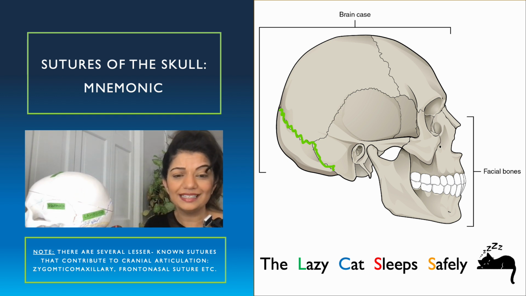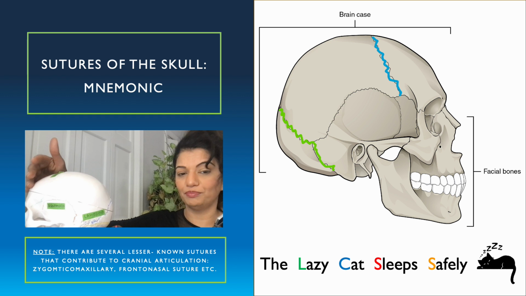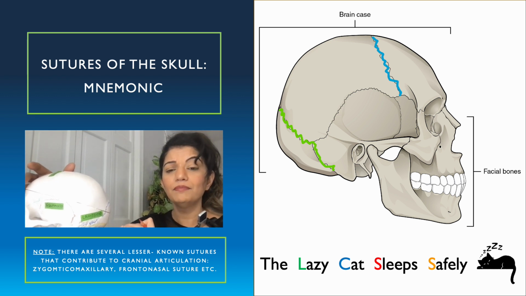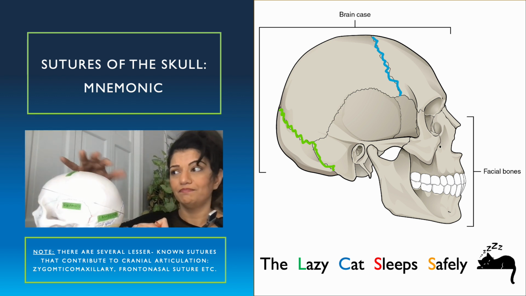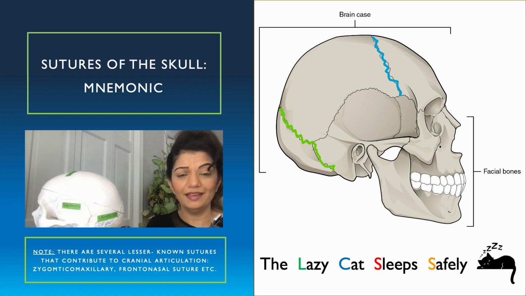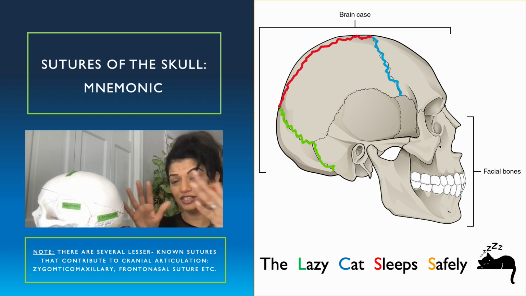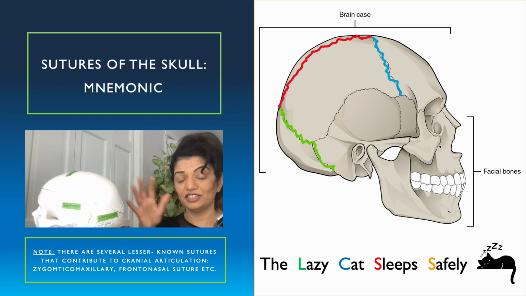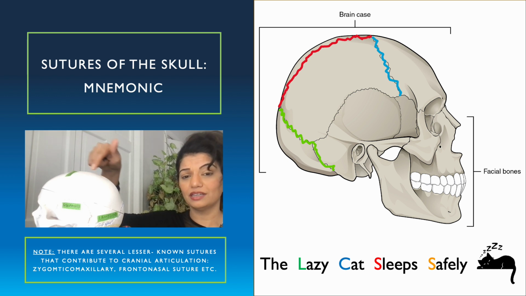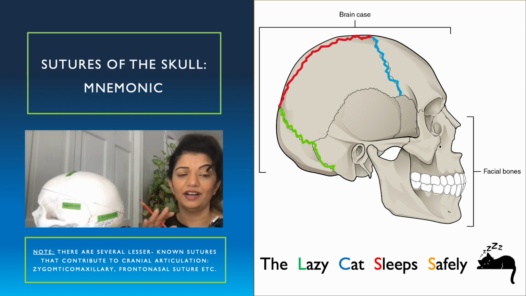Okay, the next one is cat, which you've probably guessed is coronal suture. Now, this one separates the frontal bone from the parietal bones, okay? And then we've got the next one, which is going to be your sagittal suture. Again, remember from your anatomical positions, it divides the body into left and right. So it's going to go right over the top here, and it's dividing the two parietal bones along midline.